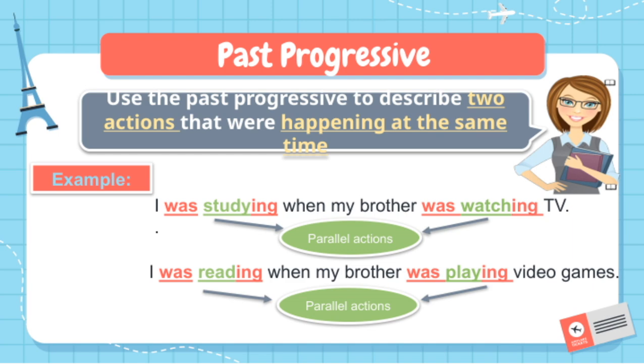The key point here is that the past progressive helps us emphasize the ongoing nature of these actions during a specific time. Remember, this structure is useful when you want to highlight parallel actions and give a clear picture of what was happening at that moment. It's a great way to add detail and context to your storytelling.